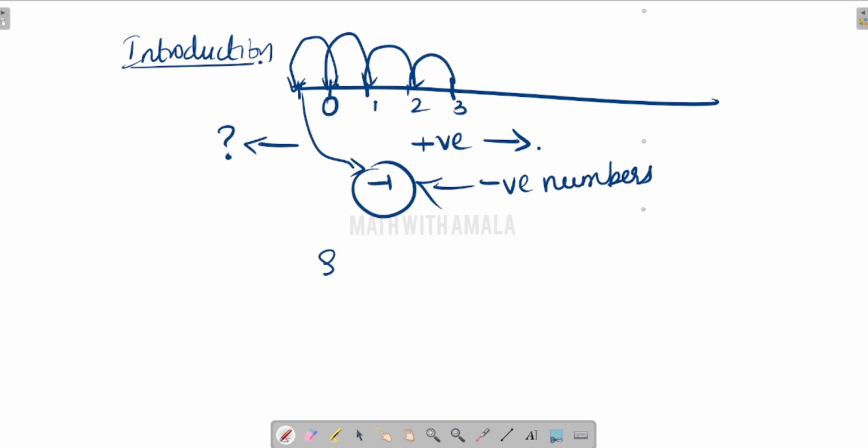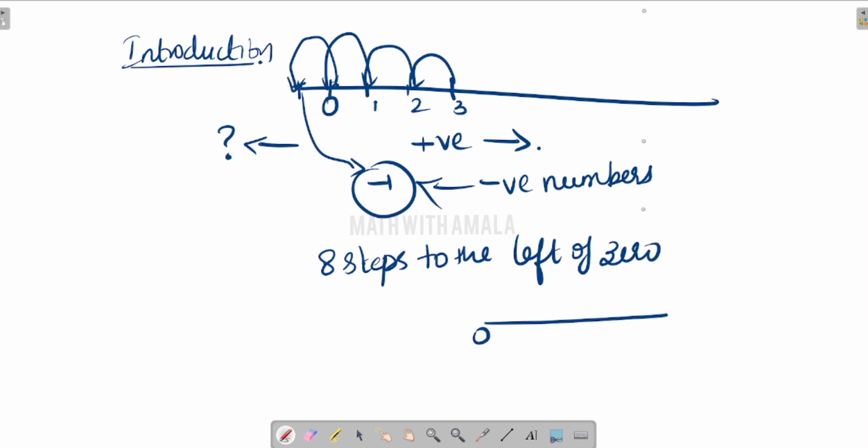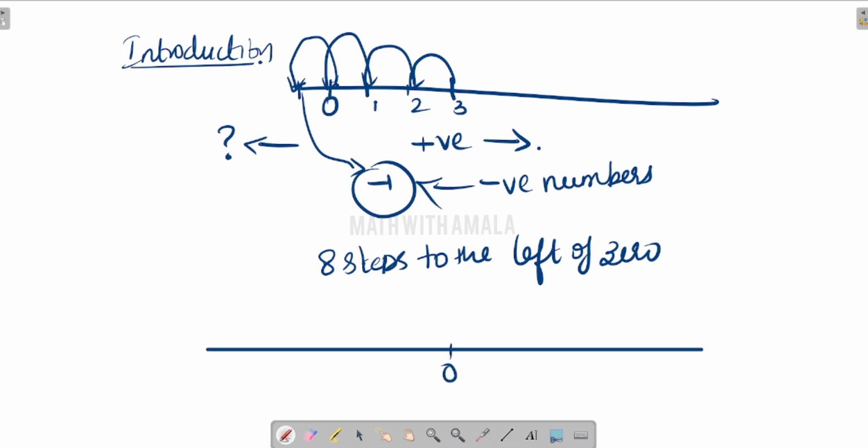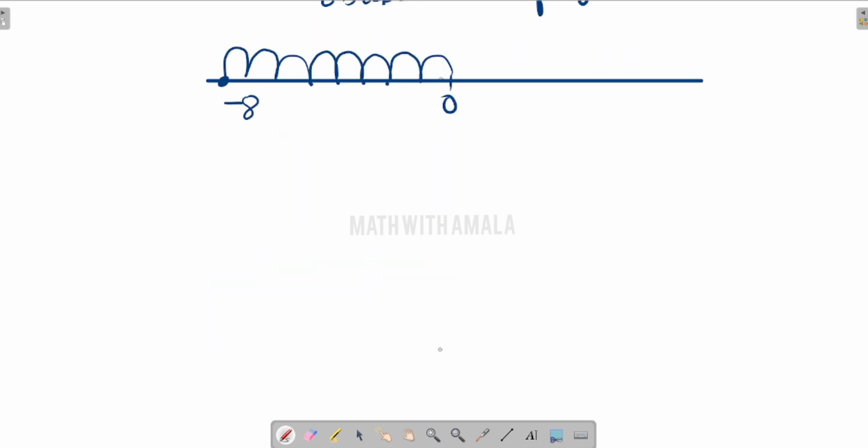Otherwise, you can denote some values which are just towards the left of 0. Okay, we know values up to 0, but we don't yet know the values to the left of 0. Let us take 8 steps to the left of 0. That means towards the left you have to move 8 steps, and you can count there. You can see that this is minus 8. You can give the sign minus 8.